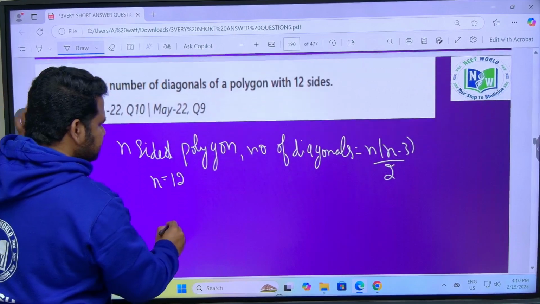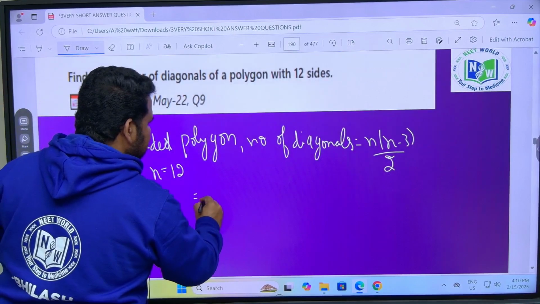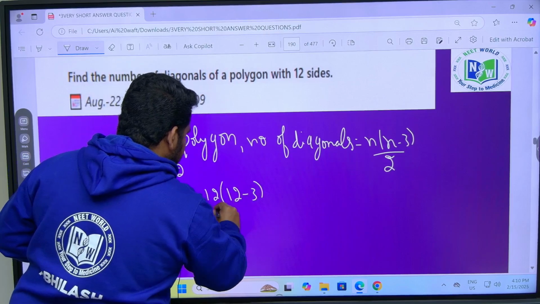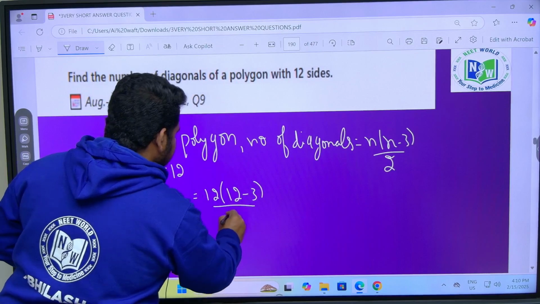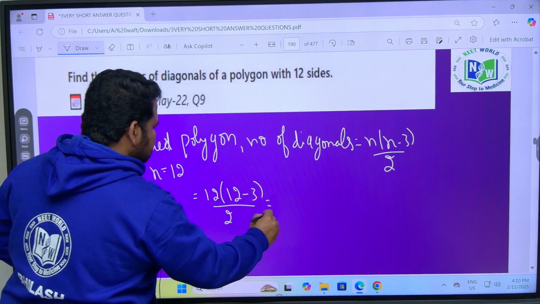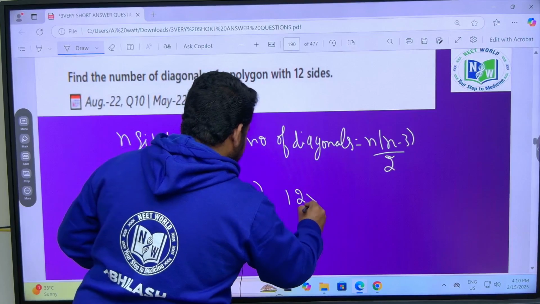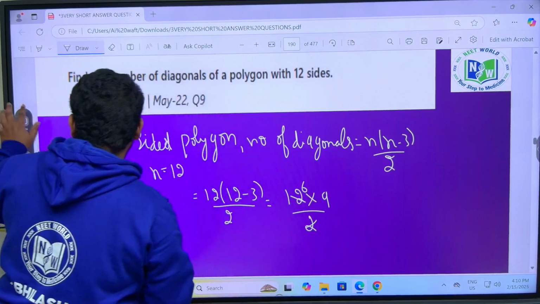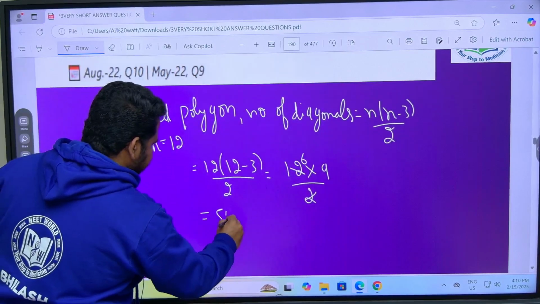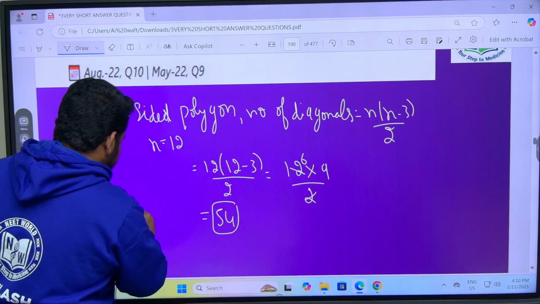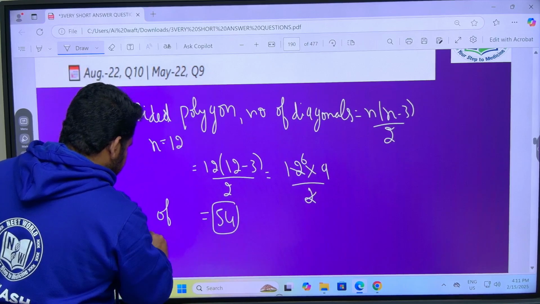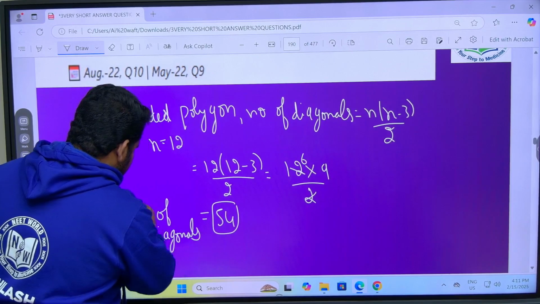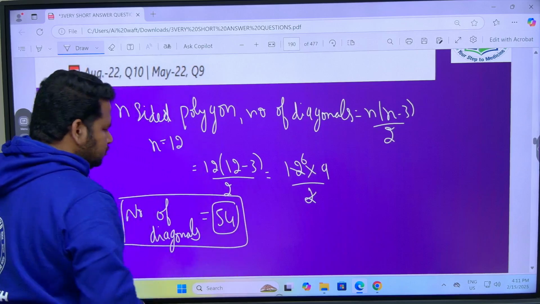So if we substitute the value, this will be equal to 12 into 12 minus 3, divided by 2. That is 12 into 9 divided by 2. So 2 6s are 12, and 6 9s are 54. The number of diagonals will be equal to 54.